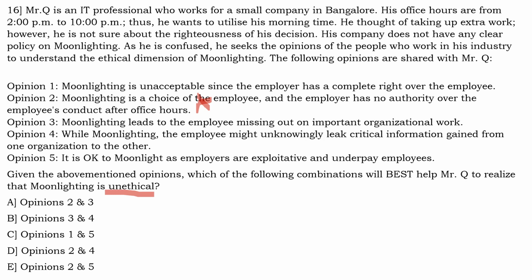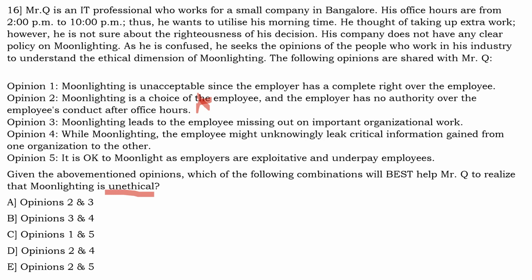Opinion four, while moonlighting, the employee might unknowingly leak critical information gained from one organization to the other. This is again a very logical statement. Means when you work for two companies, the information regarding one company, you will not deliberately but unknowingly leak some critical information about one company to the other company, which is completely unethical. So this is why moonlighting is not ethical. So this again is an answer that you need. So you keep it in your mind.